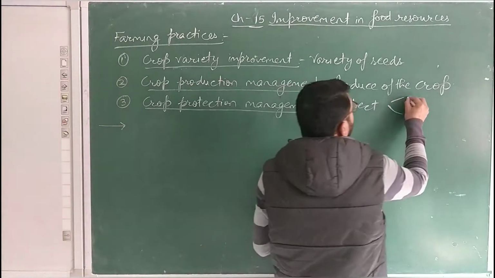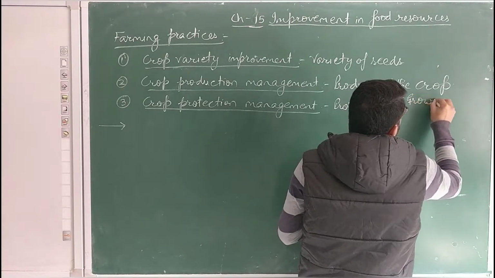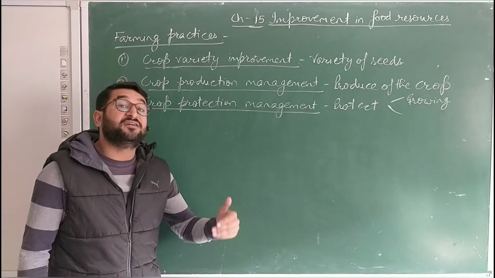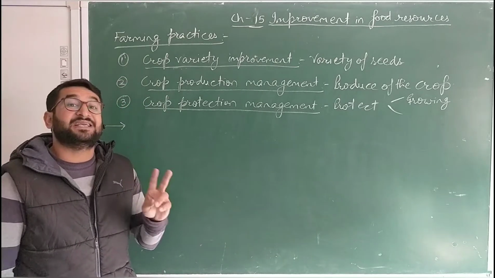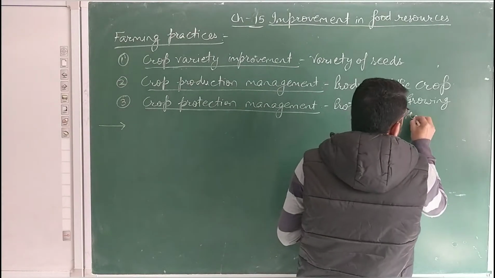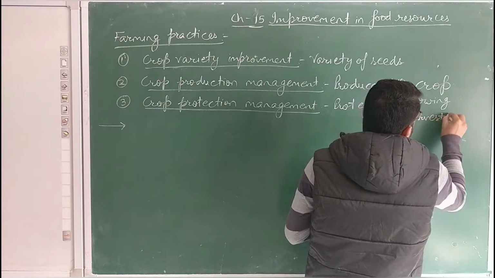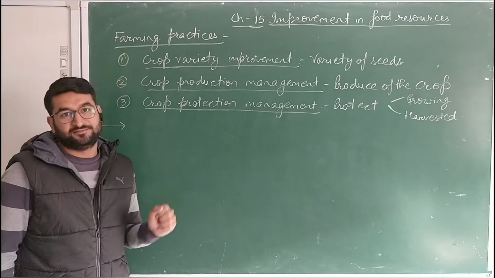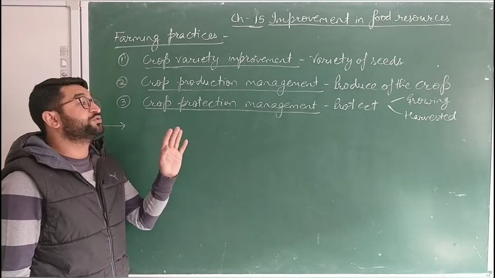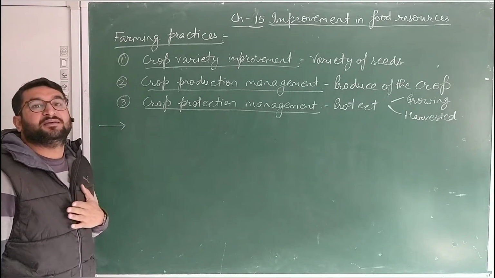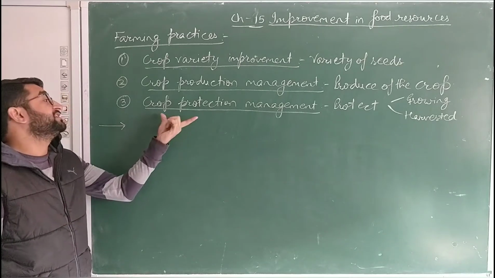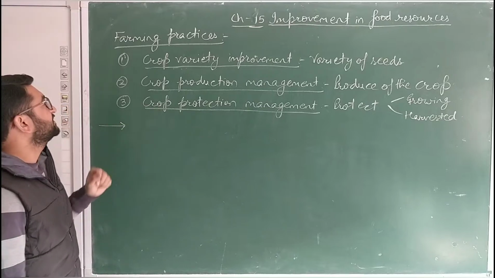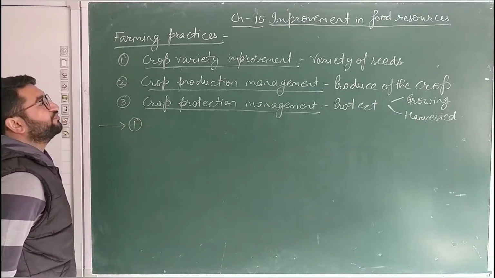First, growing crop, जो भी फील्ड में है, जो भी ग्रो हो रही है, just still under the phase of growth. And the second, harvested crop, जो हमने कट कर ली है ऑलरेडी, जो हमारे पास पड़ी है, उन दोनों क्रॉप्स को बच्चे प्रोटेक्ट करना हमारा काम है. And that we'll discuss in crop protection management. So first we'll discuss the crop variety improvement.